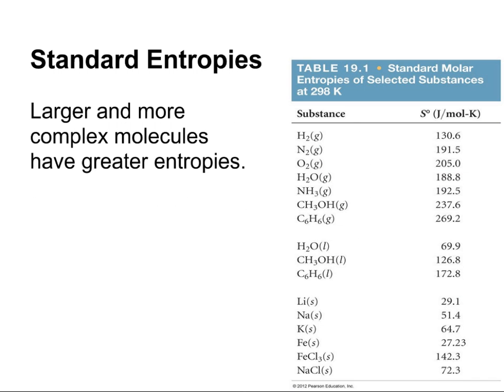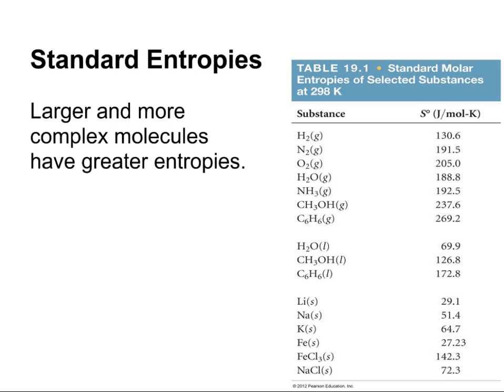Let's talk a little bit more about entropy. Here's a table of standard entropies, and these can be used to find delta S, the entropy change for a reaction. You can see that as the molecules get larger and more complex, they're going to have greater entropy values. That's because there's more bonds and more atoms, so that's going to result in more movement and more possible microstates for each of those molecules. These values are used just like delta HF values to find the standard entropy change, the products minus reactants equation.